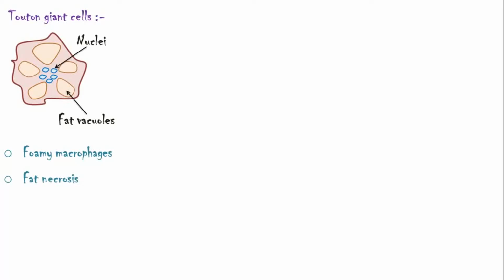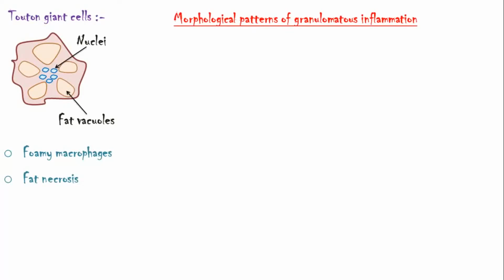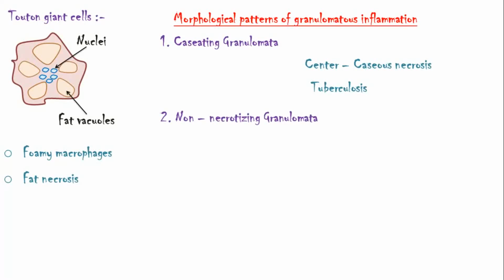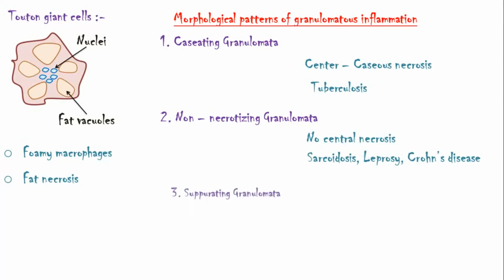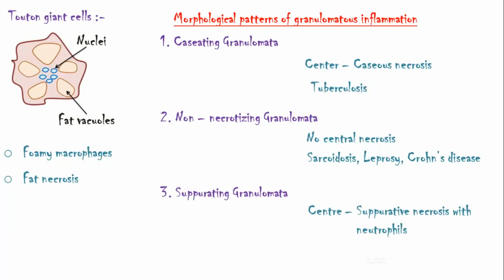cell. There are three morphological patterns in granulomas. In caseating granulomata, the center of the granuloma undergoes caseous type of necrosis, commonly seen in tuberculosis. In non-necrotizing granulomata, there is no central necrosis, seen in sarcoidosis, leprosy and Crohn's disease. In suppurative granulomata, the center shows suppurative necrosis with neutrophils, seen in cat scratch disease, fungal infections and rarely in tuberculosis. All right. That concludes today's topic.